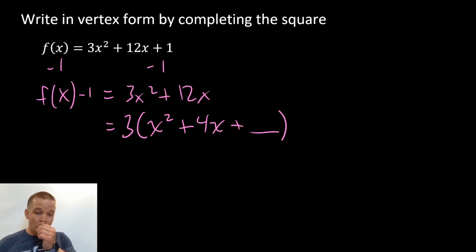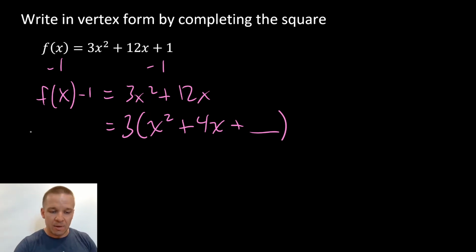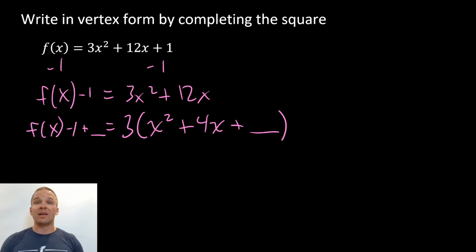Now, some people ask, why aren't you taking out an x as well? I'm just factoring out the lead coefficient. It's not a GCF situation. It's always the lead coefficient. All right, now on my left-hand side, I'm going to have the f of x minus 1, and we'll add that plus blank in now.